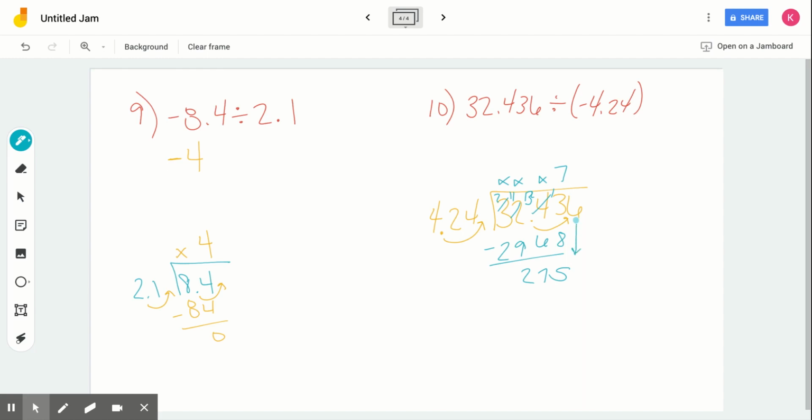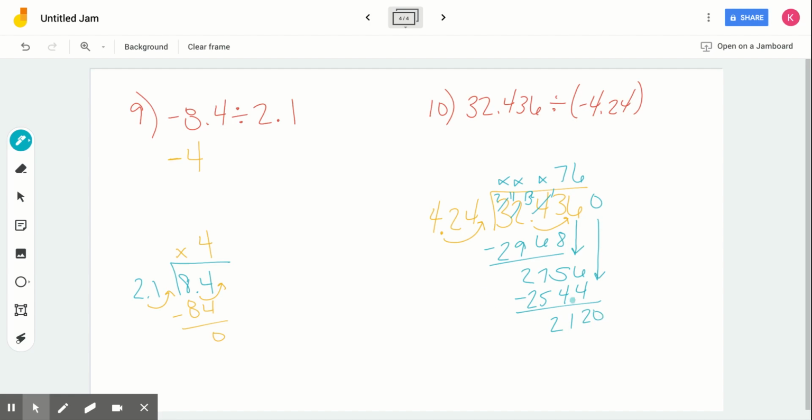We bring our 6 down. 424 can go into 2,756 6 times. When we multiply these, we would get 2,544. 6 take away 4 is 2, 5 take away 4 is 1, and 7 take away 5 is 2. We can add a 0 and bring that down.